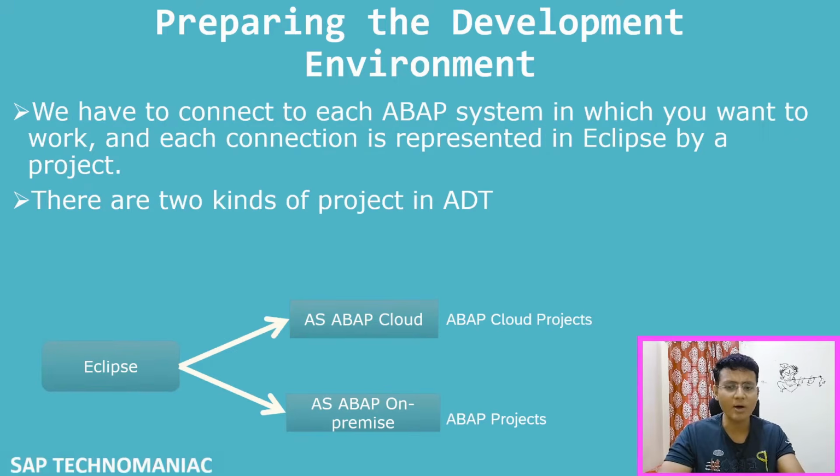Regarding the cloud one, when we add a project, two types of projects can be added in Eclipse. If you are adding the on-premise system, that will be called an ABAP project. I will show you in the system also. And an ABAP Cloud project can also be added in Eclipse. Both are possible.